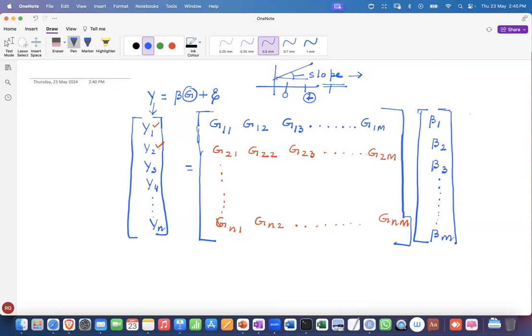Now listen to me. What you should understand is, can anyone tell me what is the size of this matrix? The size of this matrix is how much? N into?